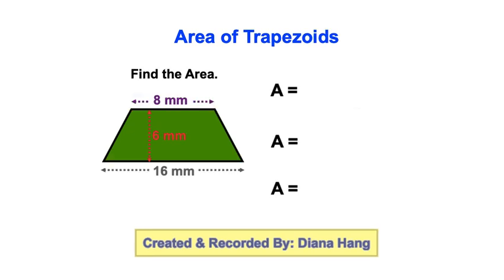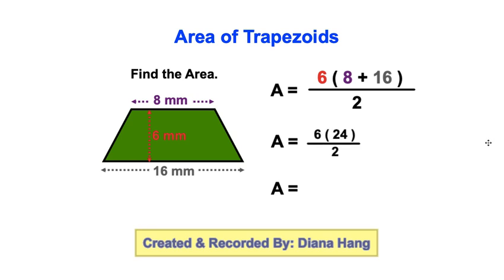Here's a picture of your trapezoid. Base 1, the height, and base 2 are labeled, so carefully plug them into your formula. Simplify the numerator. Simplify again.